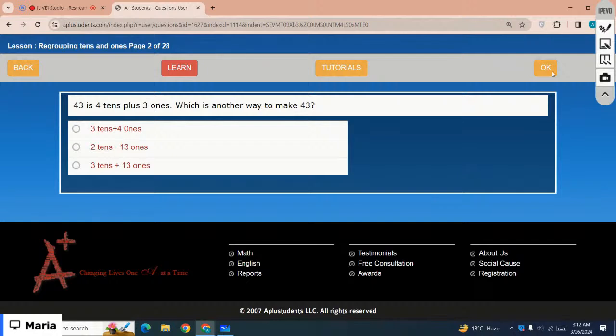Yes, that is 2 tens and 13. 2 tens, no, that is 3 tens and 13 ones, right? Because 3 plus 1 makes 4. So the correct option is 3 tens plus, that is 3 tens and 13 ones, right? Ones, which is another way to make 88.